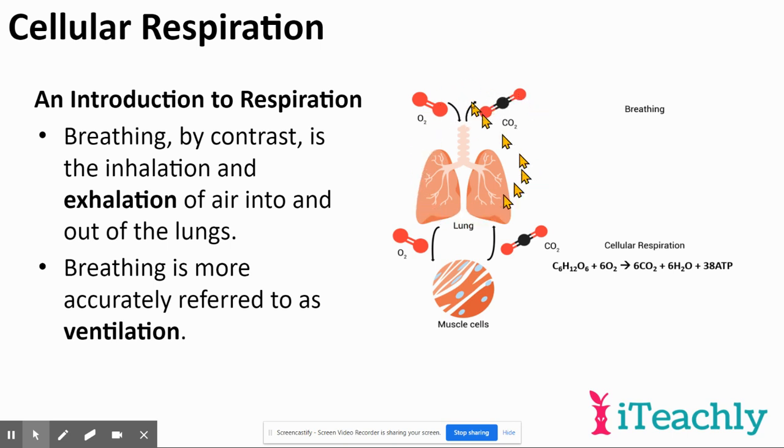But this part up here is breathing, and this part up here is cellular respiration. It takes glucose plus oxygen, and it releases CO2, water, and you make 38 ATP. We'll look at this equation again, but this is the equation for cellular respiration. The big bang right here is 38 ATP. For one molecule of glucose, it makes 38 ATP.